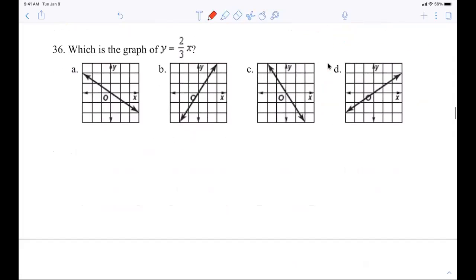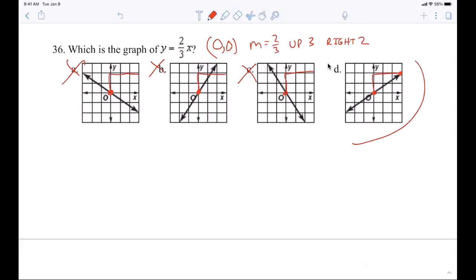All right, here we go. So to graph this, the y-intercept is 0. So you plot the point 0, 0. And then because the slope is 2/3, that means you go up 2 and right 3, just to make sure. So 0, 0, up 2 to the right 3, so A is out. B is out. C is out. D. All right, how many times have we graphed a line? Thousands. All right. Anybody have any questions so far?